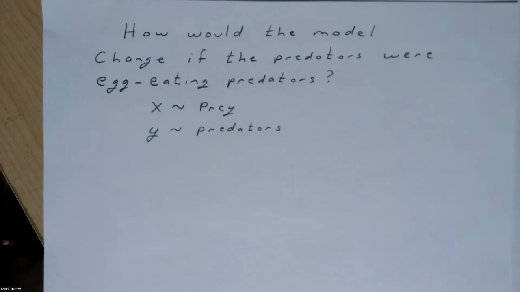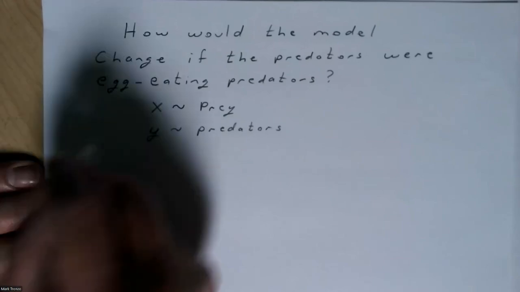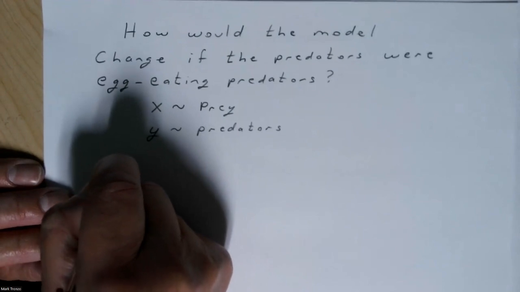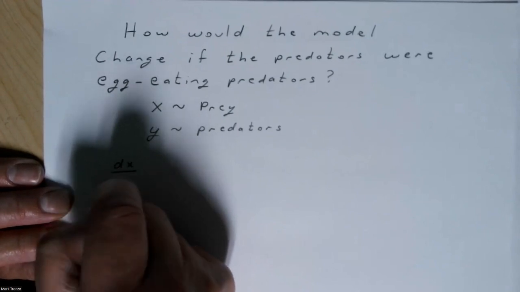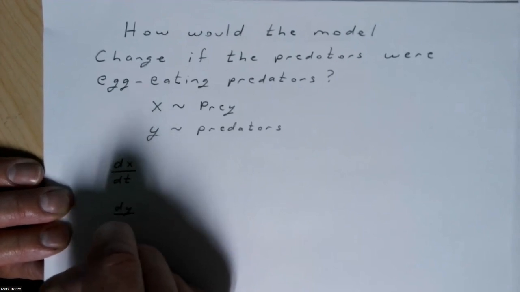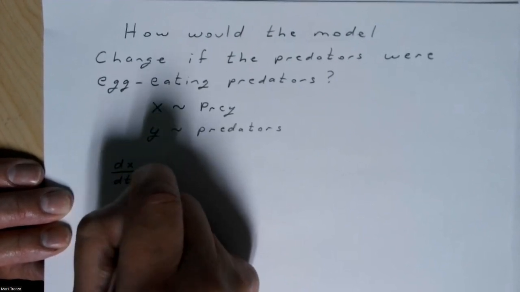So the question is, how would our predator-prey model change if the predators were egg-eating predators? And this is the case, for example, with certain snakes. Certain snakes will eat the eggs of the prey. So let's take a look at that. And actually the final result is going to look the same. It's just going to be interpreted a little bit differently. So let's take a look at this here.